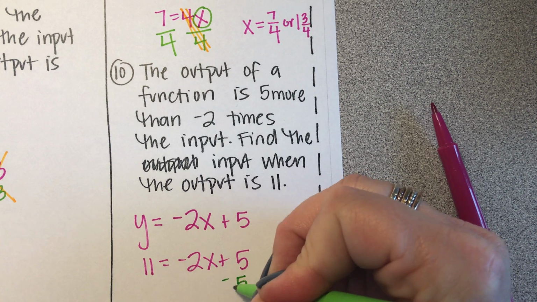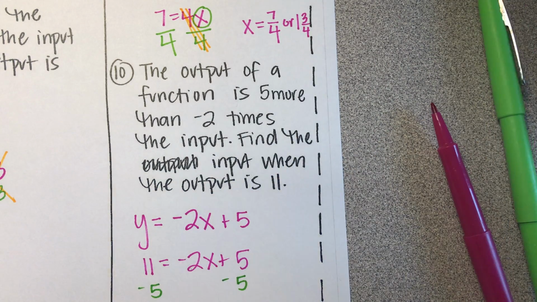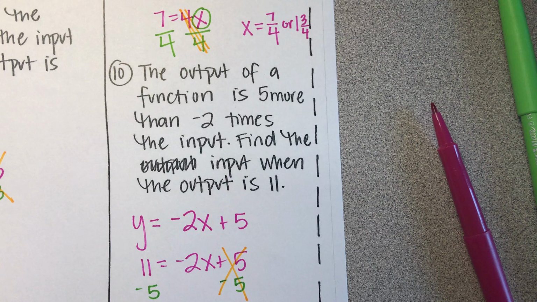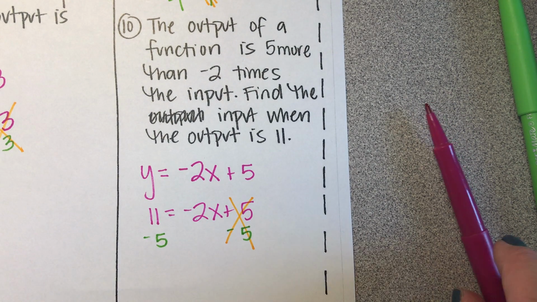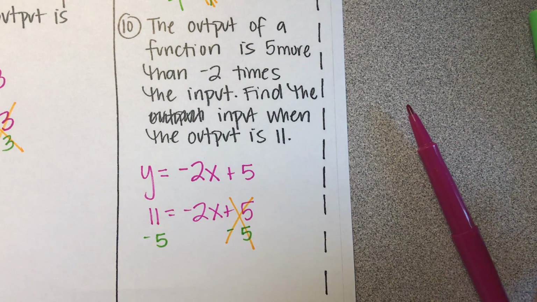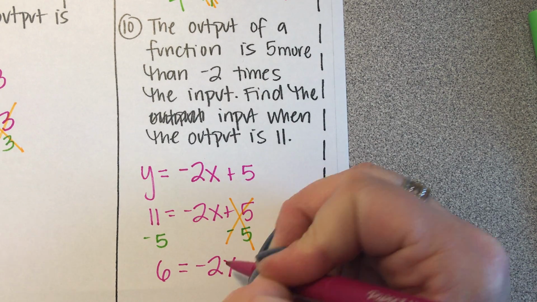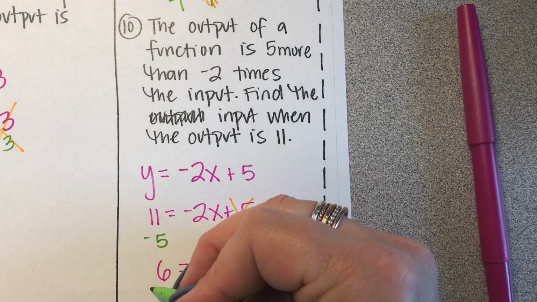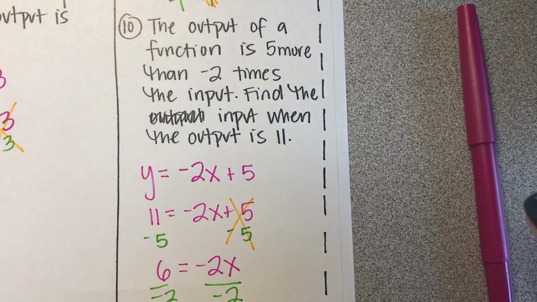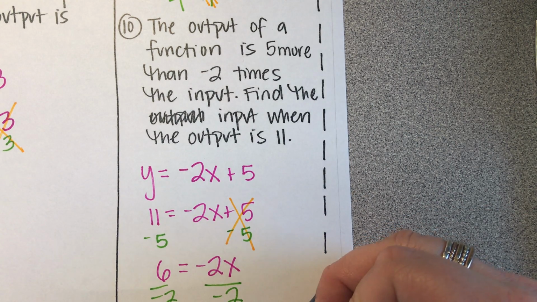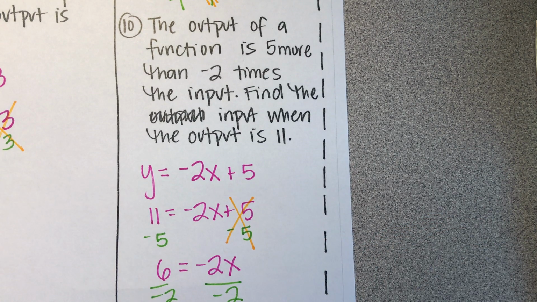So I'm going to subtract 5, subtract 5. So this is going to cancel. And then when I subtract 5 over here, 11 minus 5 is 6 equals negative 2x. So now I have to divide both sides by negative 2. 6 divided by negative 2 is negative 3 equals x.